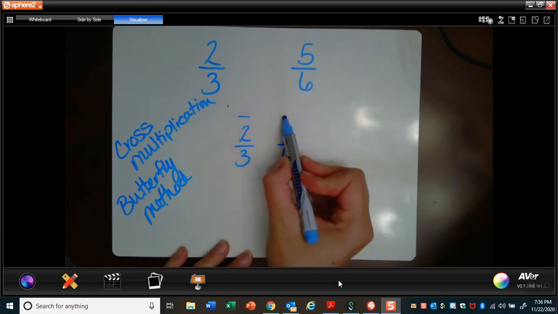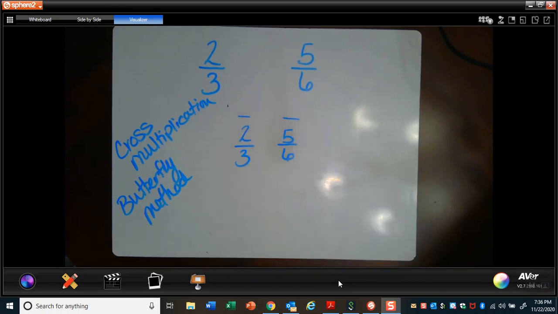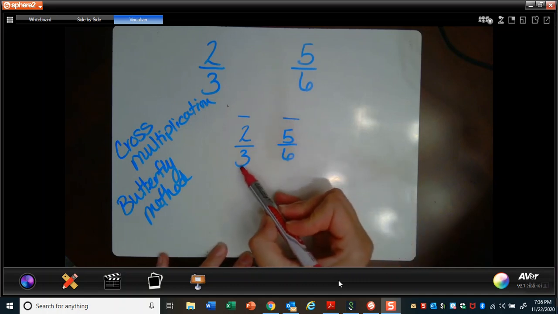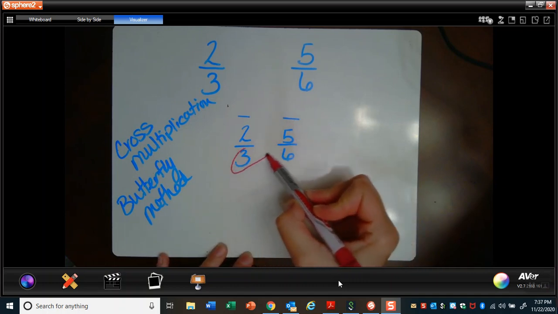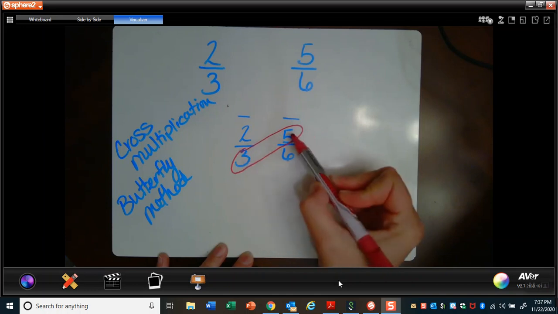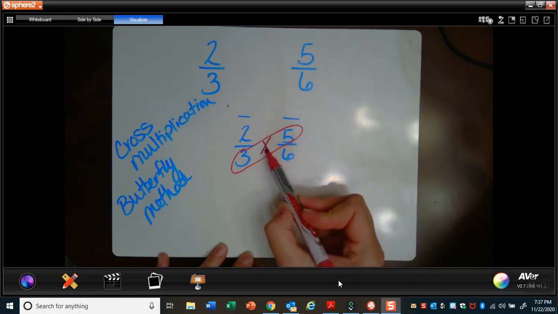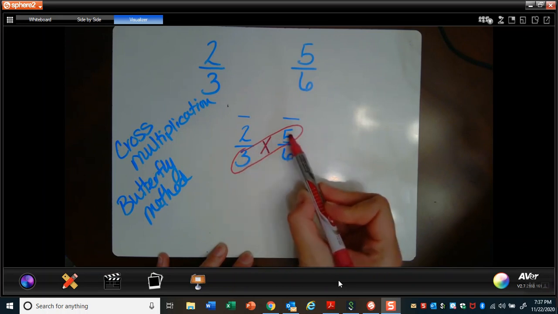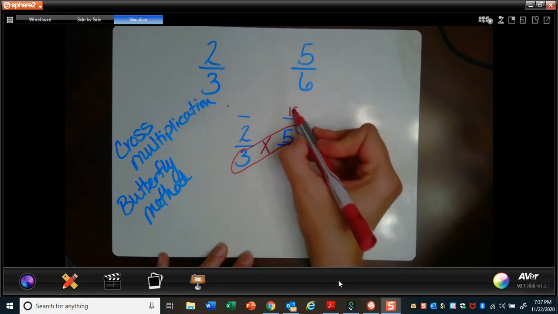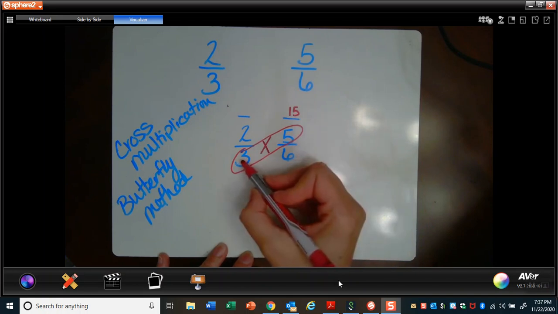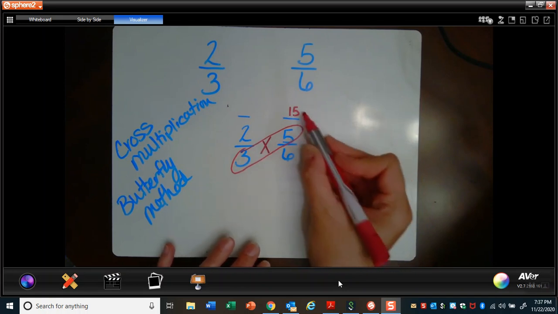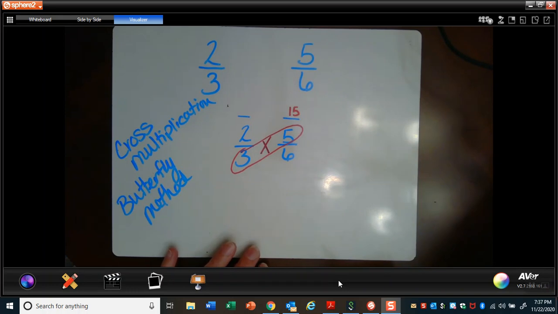Your product for each is going to go up at the top. If it doesn't go up at the top, then it can affect you getting the correct answer. So I'm going to start by taking the denominator of my first fraction and multiplying it by the numerator of my second fraction. And that's where my multiplication symbol comes in. 3 times 5 is 15. I know that 3 fives, 5, 10, 15, will give me 15 as a product.